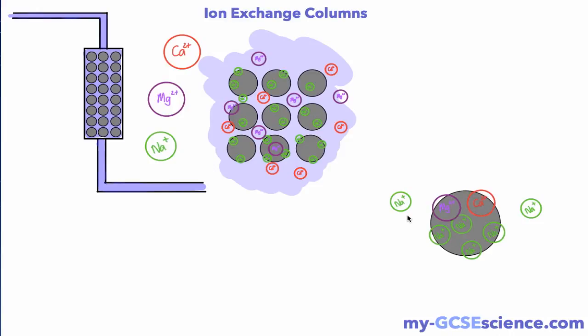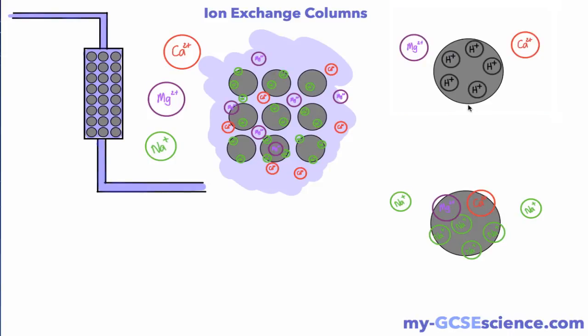The water is left with some sodium ions in it, but the magnesium and calcium has been removed. We can think of it similarly with hydrogen ions. Sometimes the resin contains hydrogen ions, and again these two are exchanged or swapped with the hydrogen ions in the resin. And so what you're left with is water coming out the other end of the ion exchange column that has been softened, that has had the magnesium ions and the calcium ions removed.